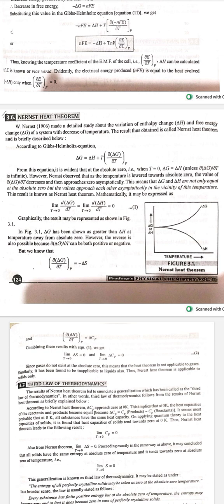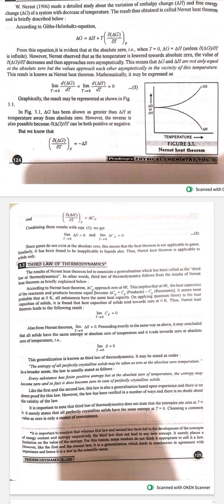From this equation, it is evident that at absolute zero, that is when T is equal to 0, delta G is equal to delta H, unless the derivative of delta G with respect to T is equal to infinity. However, Nernst observed that as the temperature is lowered toward absolute zero, the value of the derivative of delta G with respect to T decreases and approaches zero asymptotically. This means that delta G and delta H are not exactly equal at absolute zero, but the values approach each other.